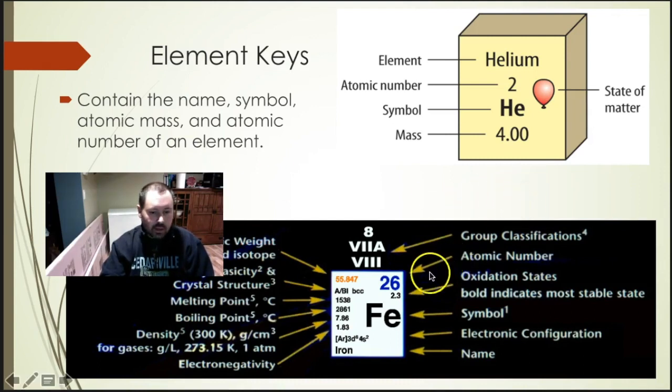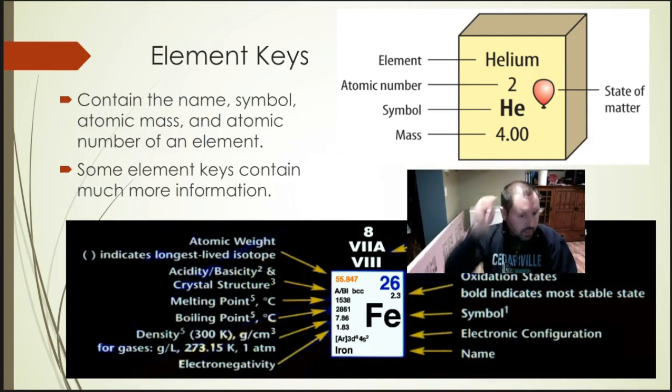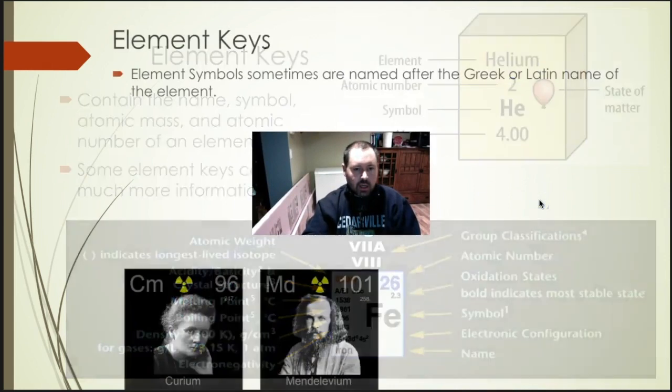So some element keys are very involved, like these ones down here. It tells you not only the weight, but the melting point, the crystal structure, the acidity. You don't need to know all that stuff. These are the keys right here, and I think you're able to read all that stuff. So next, it says some element keys contain much more information, just like I showed you down here. They can contain lots of information.